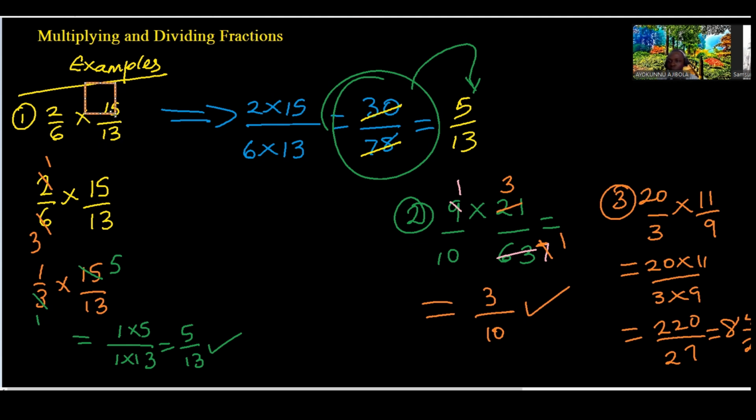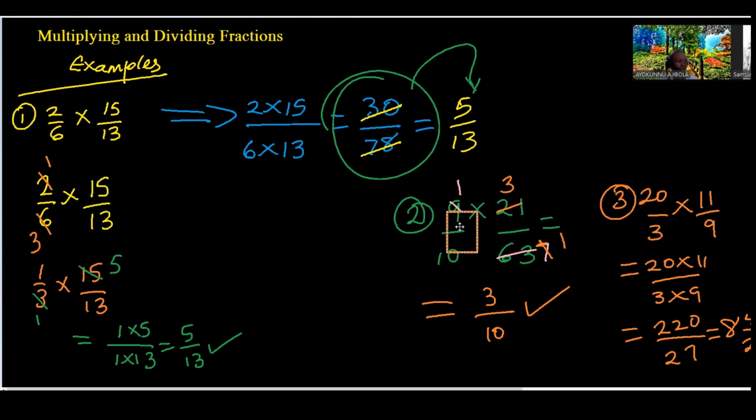Then I begin to say 2 in 2 is 1 and 2 in 6 is 3. So I got a new fraction 1 over 3. Then I have my 15 over 13. Are you seeing this? Yes, sir. Good. Then I can say 3 here, 1, and 3 in 15 is 5. So finally, I have 5 over 13, which is still the same as the answer here.